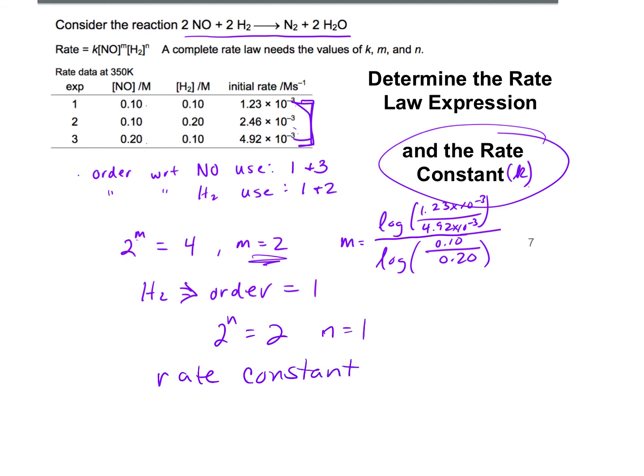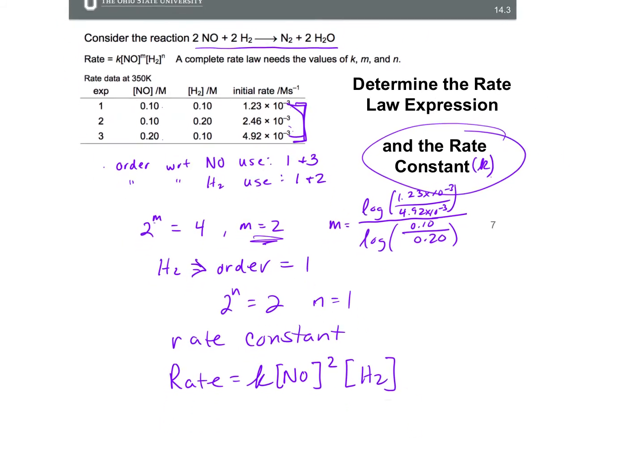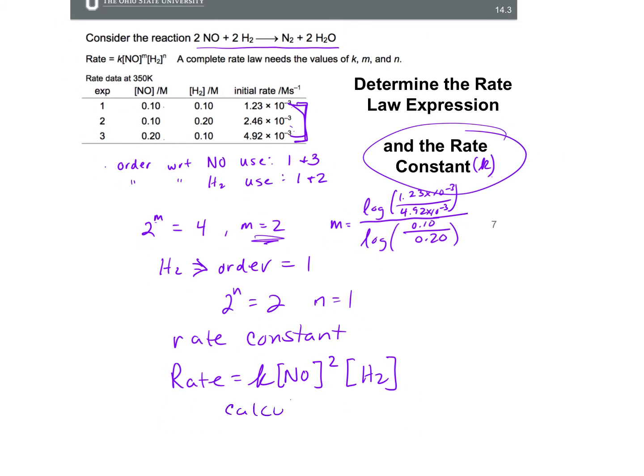All right. We know this equation, rate equals k, concentration of NO squared times the concentration of H2. Okay, we figured out those orders. We know M and N, or whatever we want to call them. So the way we can calculate K is by taking one row of experimental data and plugging that into the rate law.